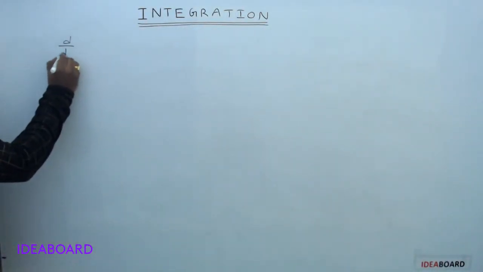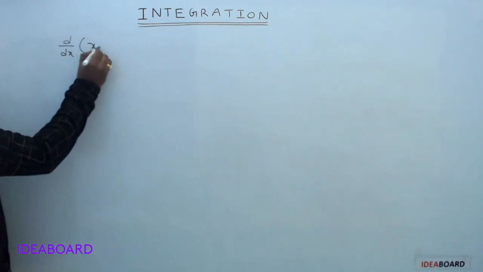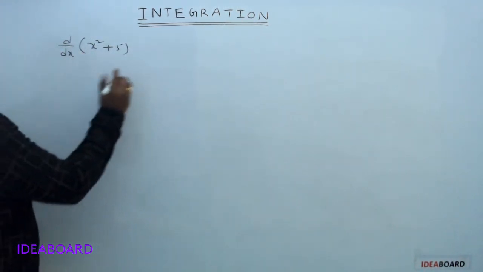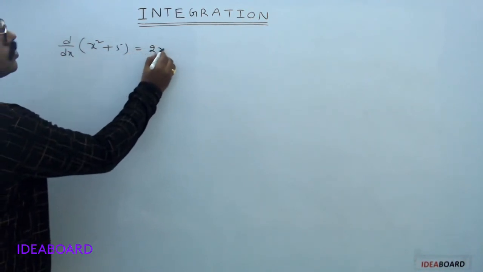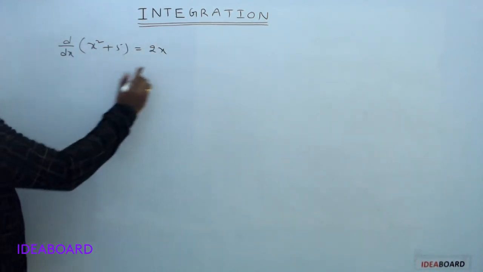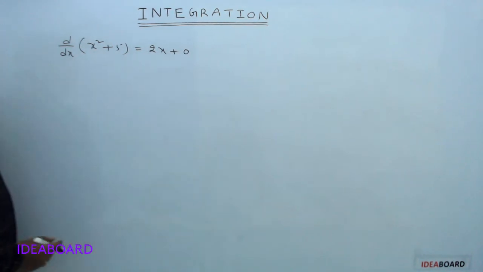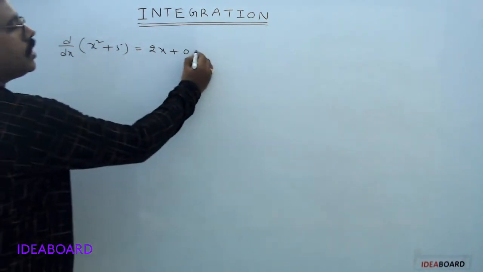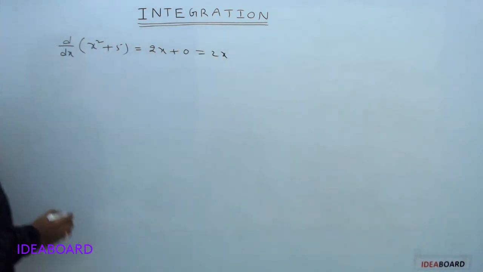What is the derivative of x square plus 5? Derivative of x square is 2x. Derivative of 5 is 0. So, derivative of x square plus 5 is 2x.